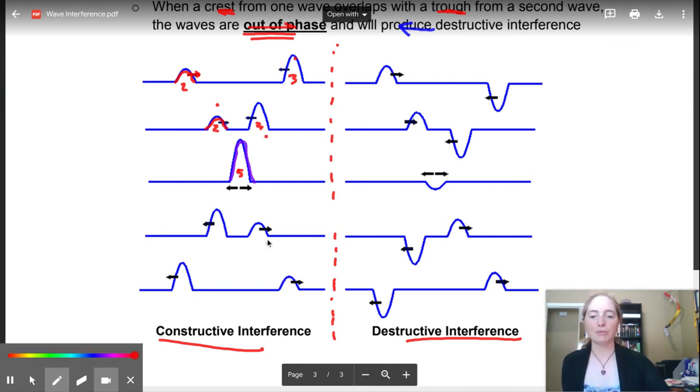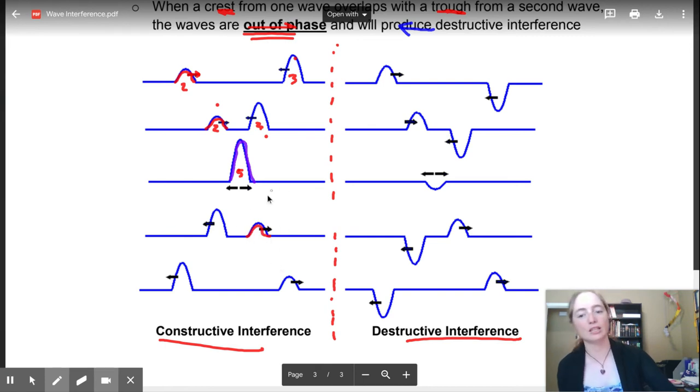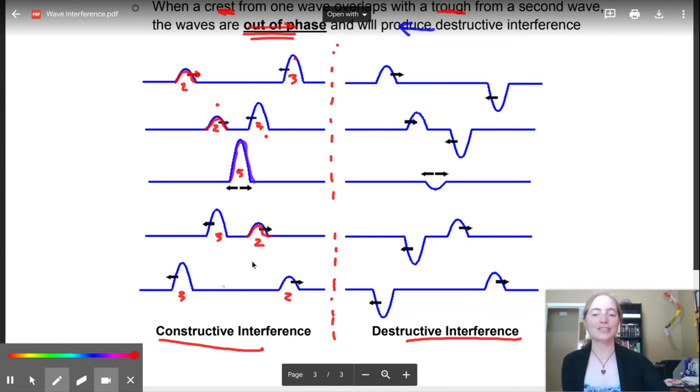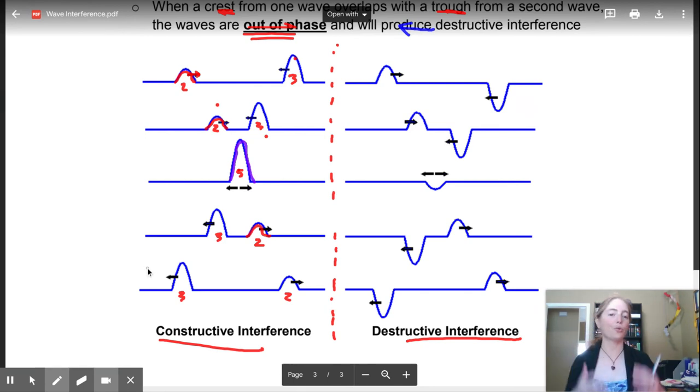Then the waves keep going along their merry way, and red wave continues off and blue wave continues off, and blue wave still has its amplitude of 3, and red wave still has its amplitude of 2. All right? Okay. So that's constructive interference, where they are going to add to each other.